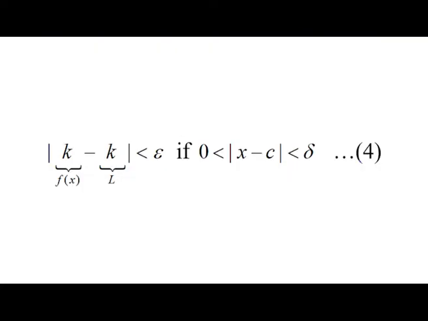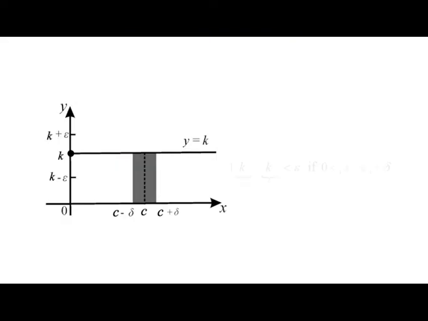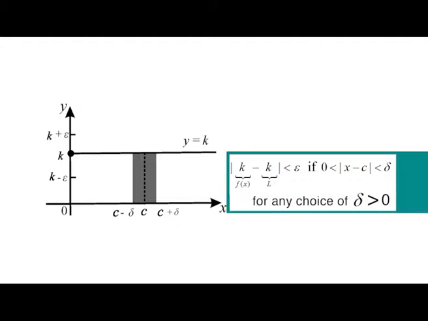Next, to prove the limit of k as x approaches c is k, with both f(x) and L equal to k. Let epsilon greater than 0 be given. We must find delta greater than 0 such that |k - k| < epsilon if 0 < |x - c| < delta. Since |k - k| equals 0, always, |k - k| < epsilon holds for any choice of delta greater than 0. This proves that the limit of k as x approaches c is k. This is illustrated in the following figure.